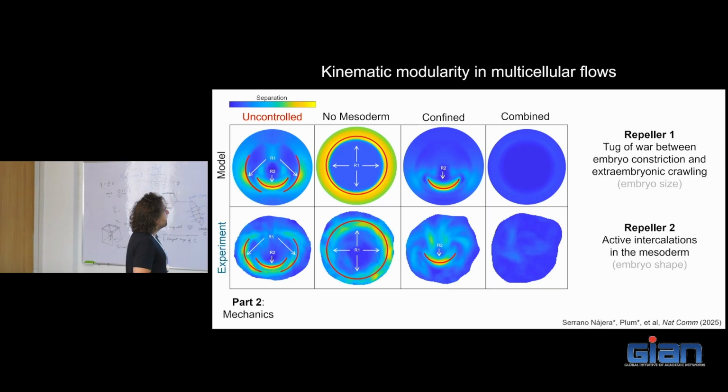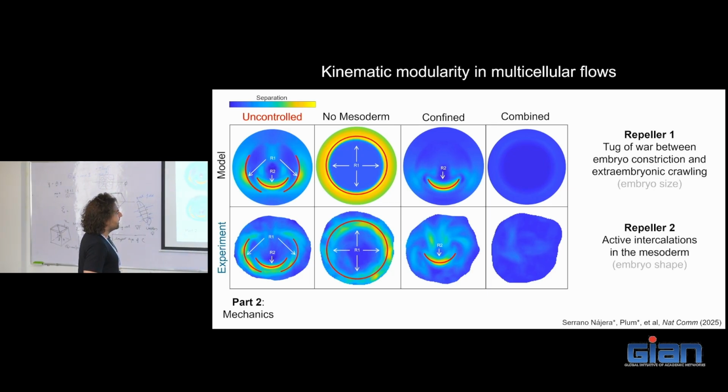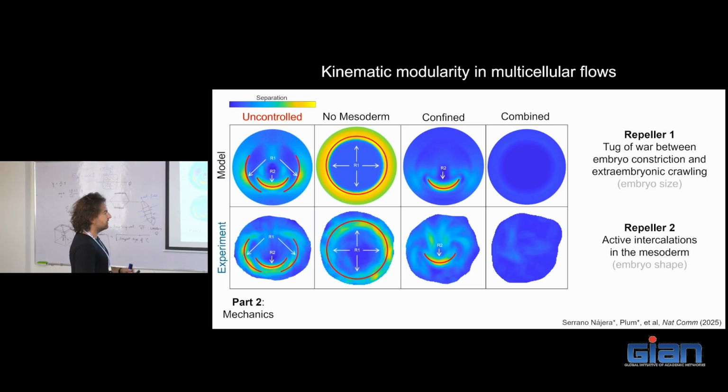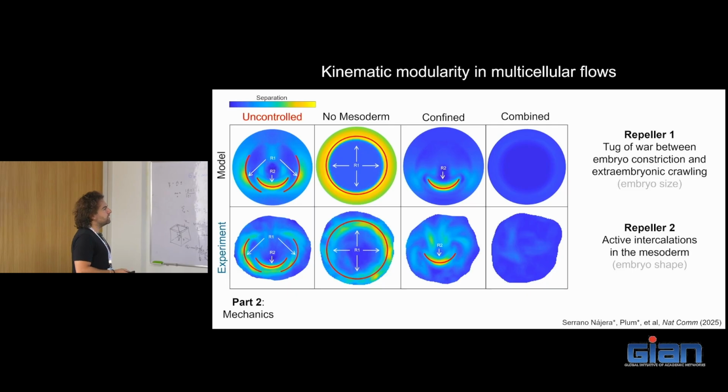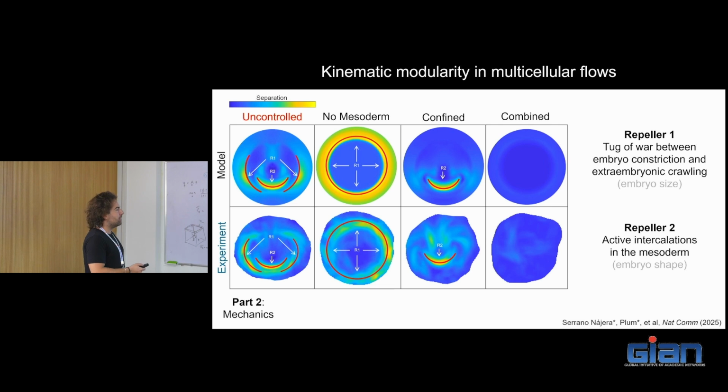And repeller number 2 instead arises from the active intercalation of the mesoderm and is associated with the embryo shape. That's the one that transforms a disc into a pear. It looks maybe a little bit straightforward a posteriori, but it was really driven by these attractors and repellers because we were after them. We said, okay, it's cool, I understand how they form. Can we actually control them? And then we discovered this modularity.